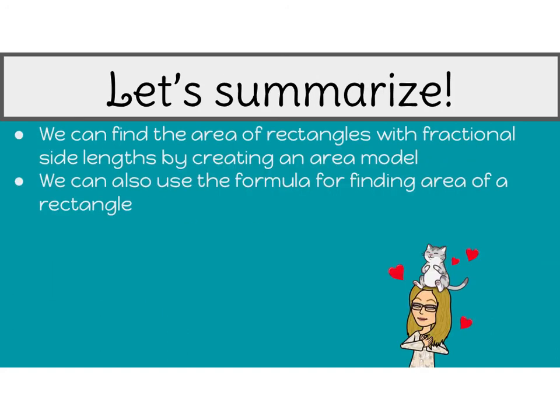To summarize what we've done today, we learned that we can find the area of rectangles with fractional side lengths by creating an area model, which works when we have somewhat smaller fractions without mixed numbers. We also learned that we can use the formula for finding the area of a rectangle, take our fractions or mixed numbers, turn them into all fractions, and multiply them out.